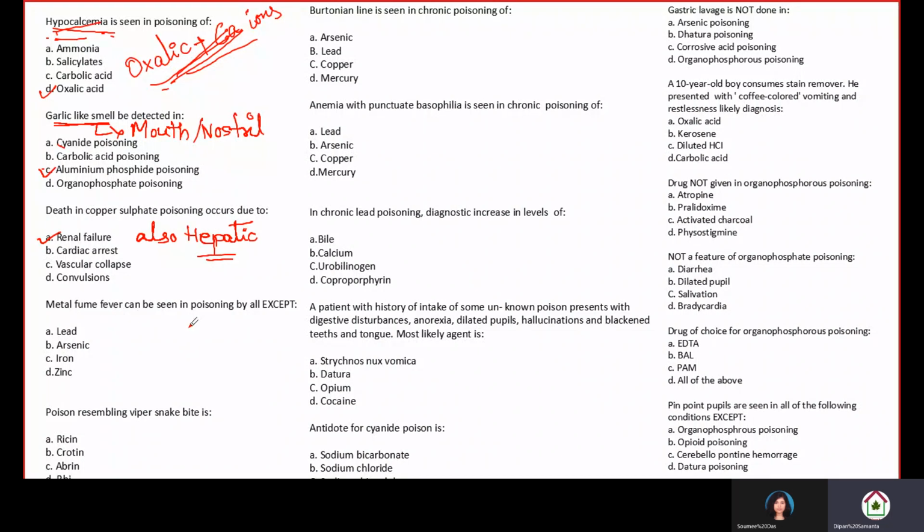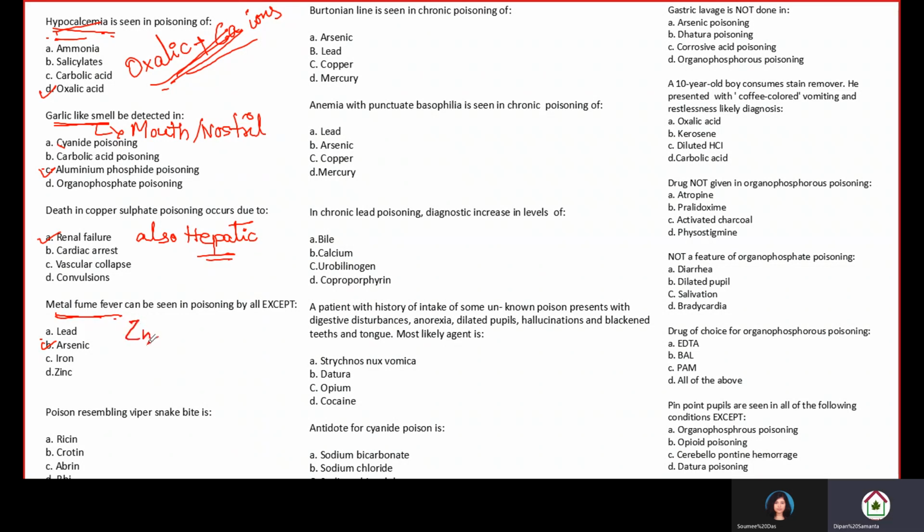Next, metal fume fever can be seen in poisoning by all except, metal fume fever, except arsenic. Now, what is metal fume fever? Metal fume fever is caused by inhalation of fumes of zinc.